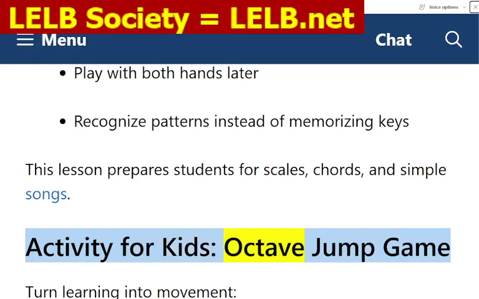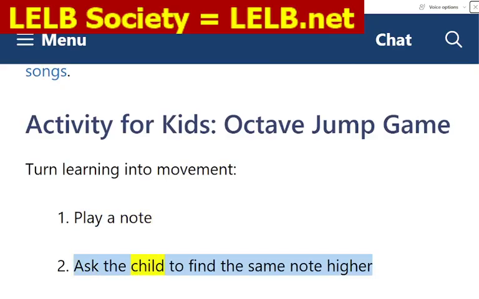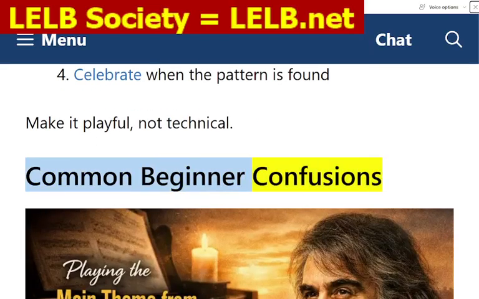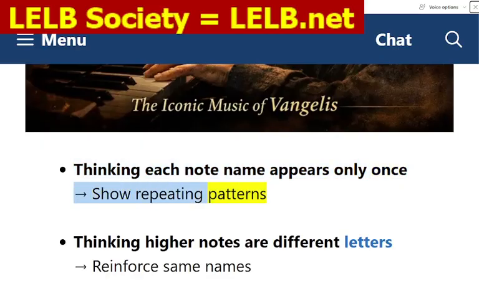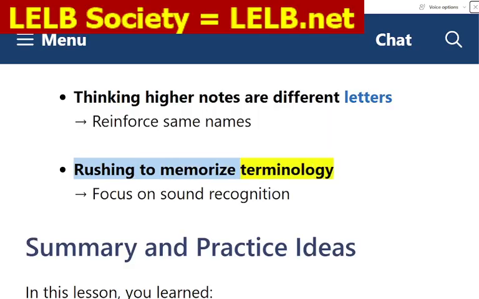Activity for kids, octave jump game. Turn learning into movement. Play a note. Ask the child to find the same note higher. Help if needed. Celebrate when the pattern is found. Make it playful, not technical. Common beginner confusions. Thinking each note name appears only once: show repeating patterns. Thinking higher notes are different letters: reinforce same names. Rushing to memorize terminology: focus on sound recognition.